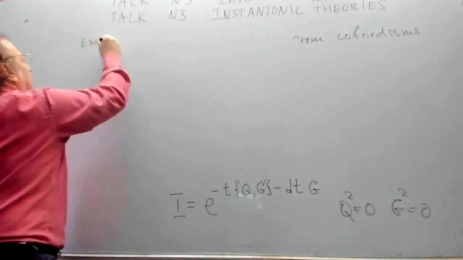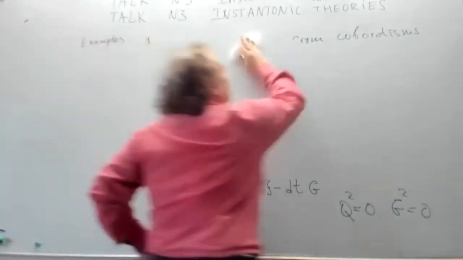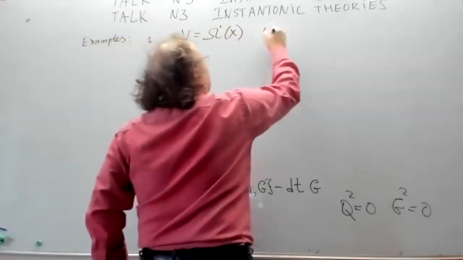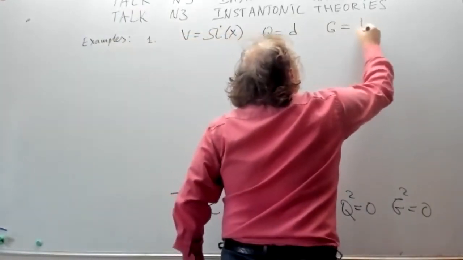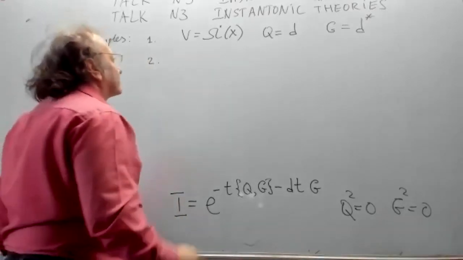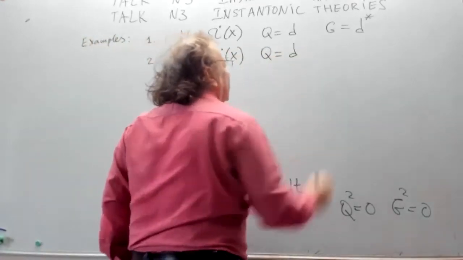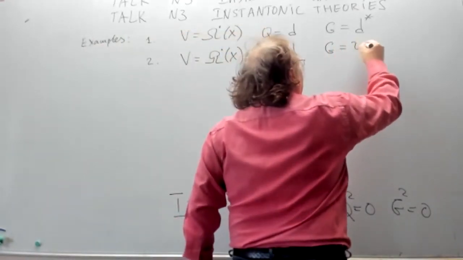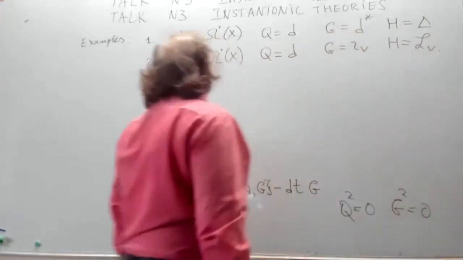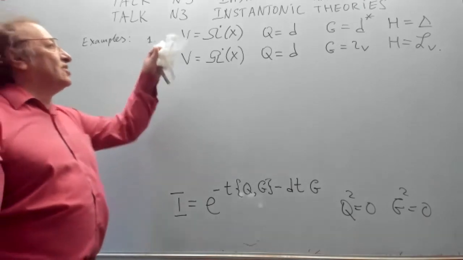Examples. Example number one. Historically, it was the first example. V is the space of differential forms, Q is D, and G is D star. Now this is Hodge star. Example number two. V is equal to the same space. Q is the same. G is IV. So here H is the Laplacian, and here H is LV. This example and its generalization are just instantonic series.